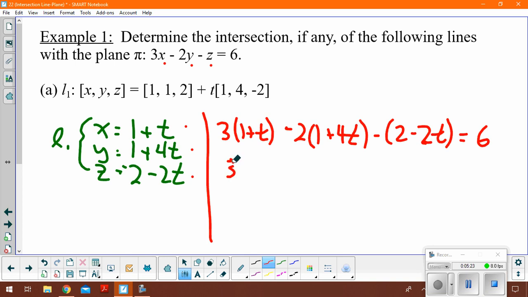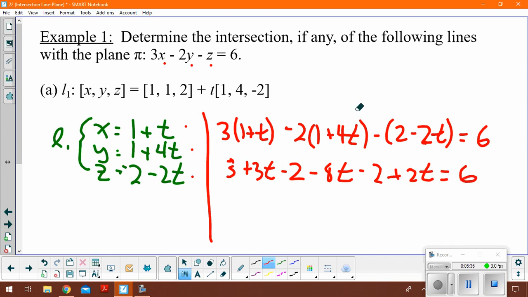So we'll start running through the algebra. I've got 3 + 3t - 2 - 8t - 2 + 2t = 6. So for the t terms, I've got 3 take away 8 plus 2, which is negative 3t. And then for the constants, I've got 3, take away 2, take away 2, so minus 1, is equal to 6.